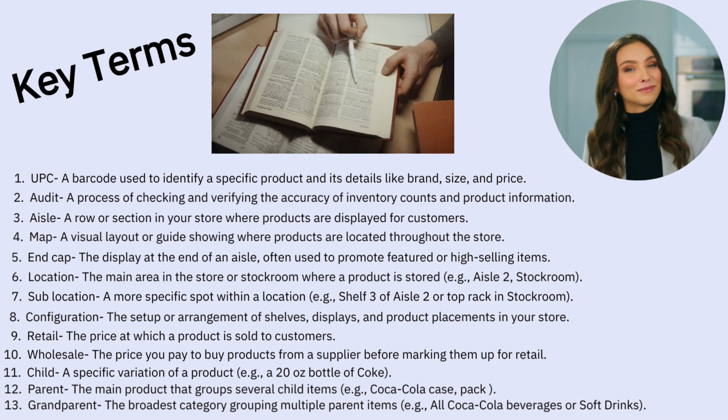11. Child item, a specific variation of a product, for example, a 20 Oz bottle of Coke. 12. Parent item, the main product that groups several child items, for example, Coca-Cola 6-pack or Pepsi 24-pack. 13. Grandparent item, the broadest category grouping multiple parent items, for example, all Coca-Cola beverages or soft drinks. Now that you have the required vocabulary, you are ready to understand how StockUPC is implemented and supported.